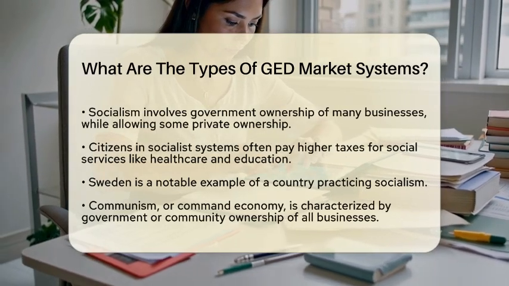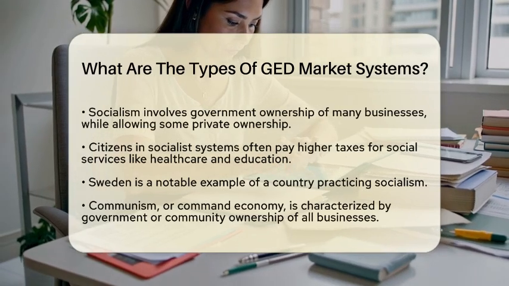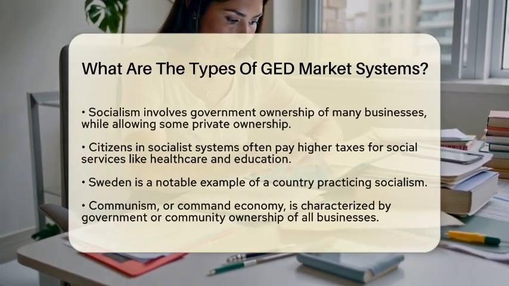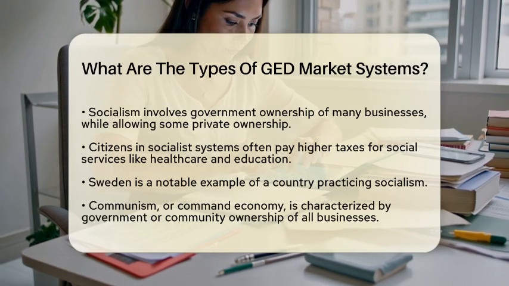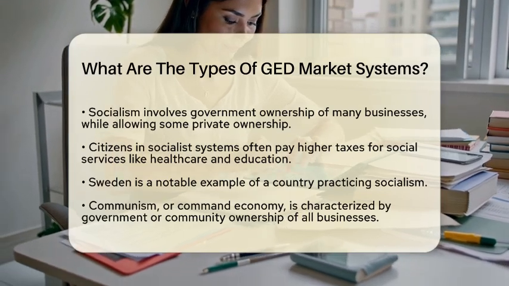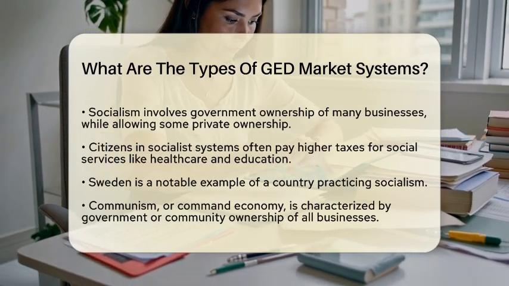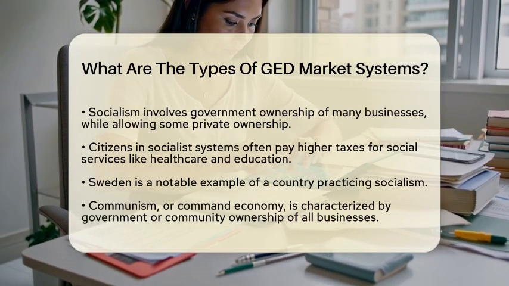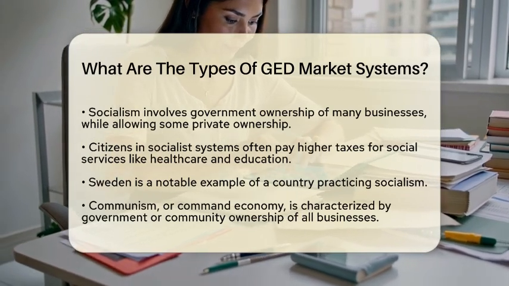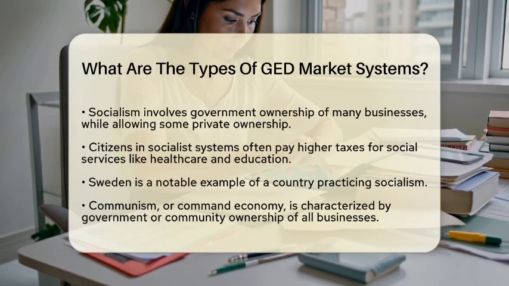Next, we have socialism. In this system, the government owns and operates many businesses and services, but private ownership is still allowed. Citizens typically pay higher taxes to support social services like healthcare and education. The government plays a larger role in economic decisions compared to capitalism but does not control everything. Sweden is a well-known example of a country that practices socialism.